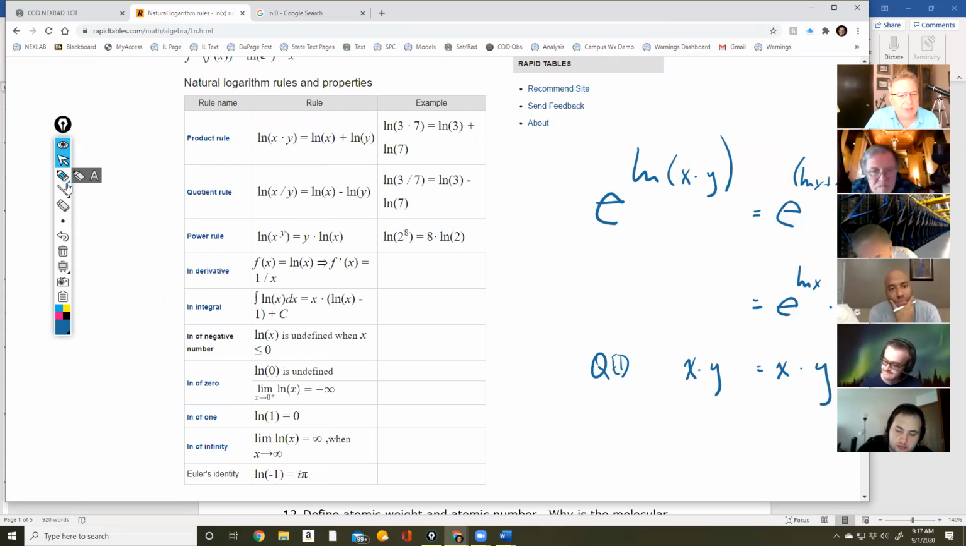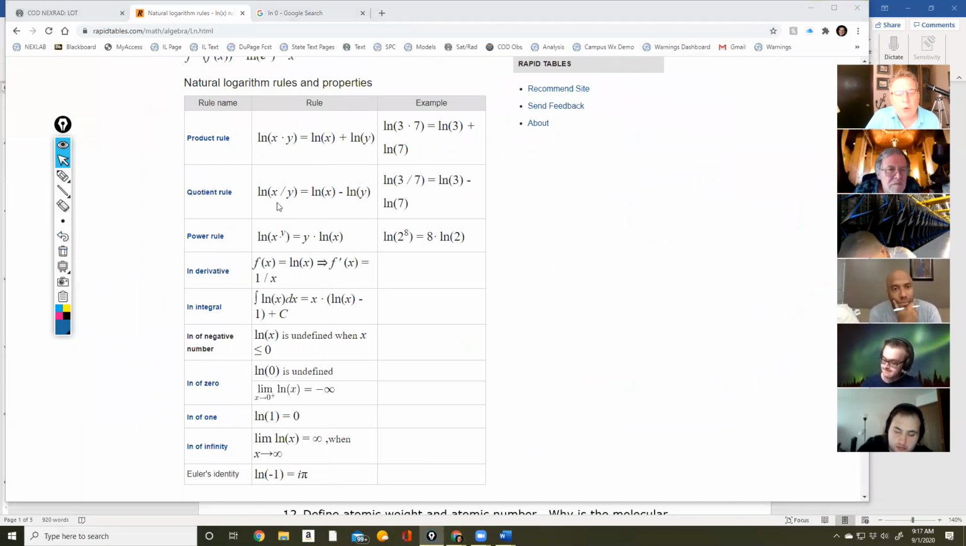Now the same is sort of true, but a little bit more complicated, of the quotient rule. It's the log of x over y is just the log of x minus the log of y. So keep that in mind. The power rule, super important. This one doesn't get any more important for doing well in this class.